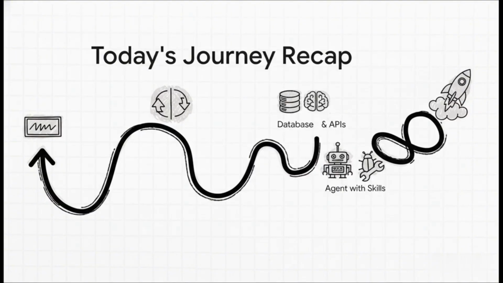So let's do a super quick recap of this whole journey. We started with just a simple prompt. We built out the front end and the back end. Then we added a database and APIs to give it a memory and a brain. We upgraded our chatbot to a true agent with skills. We learned the importance of the debugging loop. And finally, we deployed it for the whole world to use.